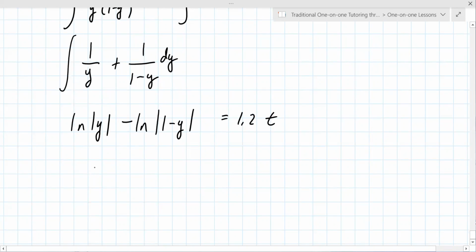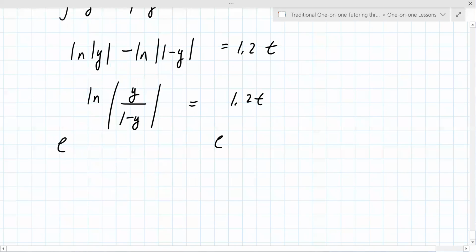And then you can actually do the following. You can make it y over 1 minus y using your properties of logarithms. You can e both sides. So you get y over 1 minus y equals e to the 1.2 t plus c. So that goes here, and then the c ends up coming out in front like that.